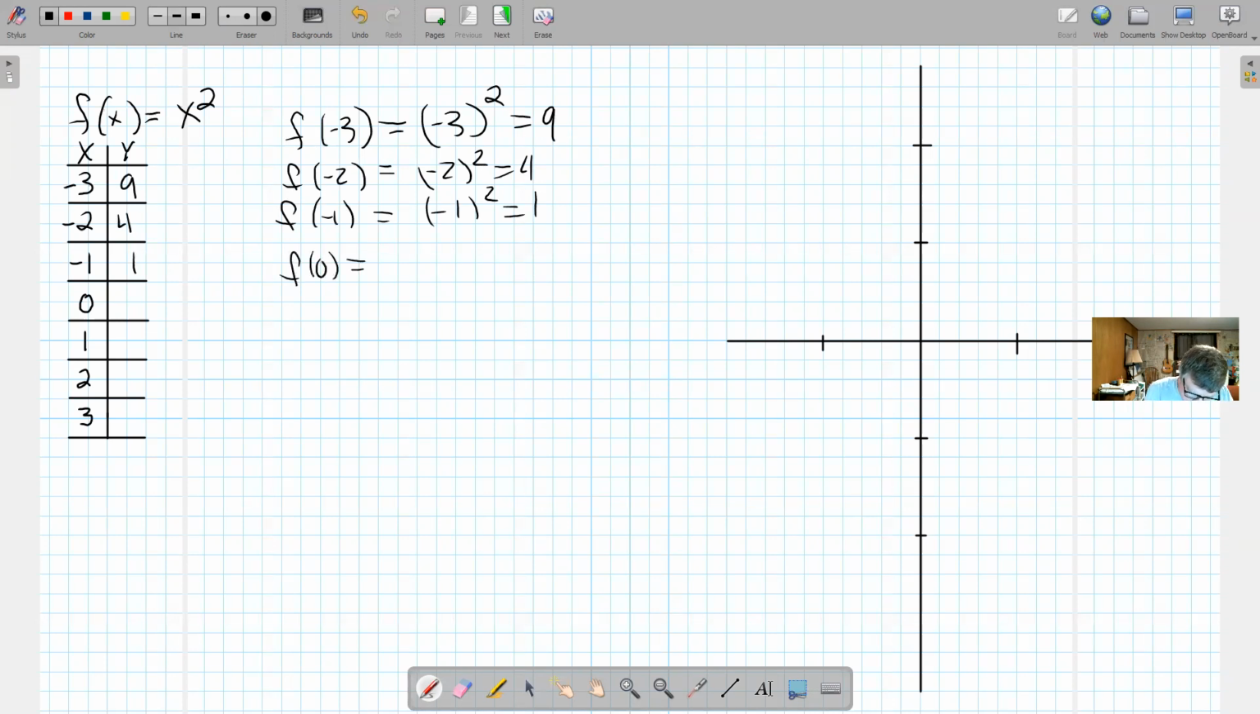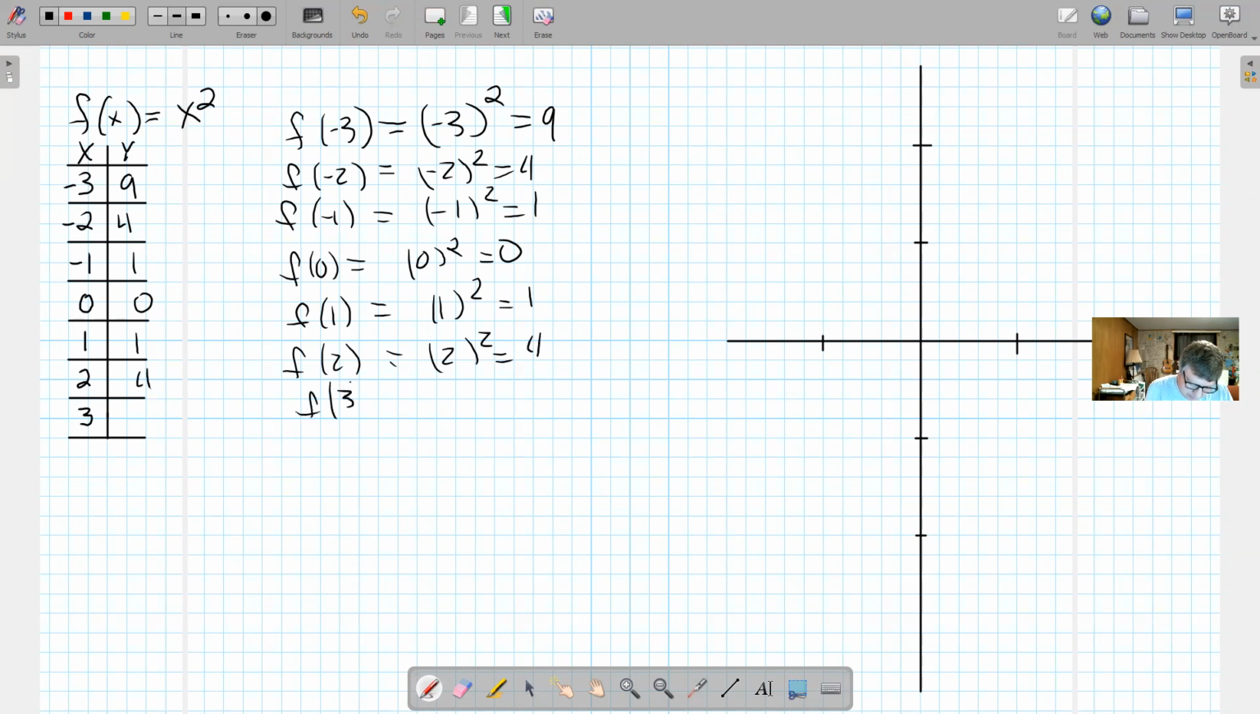F of 0 is 0, the quantity squared, which is 0. F of 1 is 1, the quantity squared, which is 1. F of 2 is 2, the quantity squared, which is 4. And f of 3 is 3, the quantity squared, which is 9. So plotting those points, -3, 9, -2, 4, -1, 1, 0, 0, 1, 1, 2, 4, and 3, 9, we get this shape.